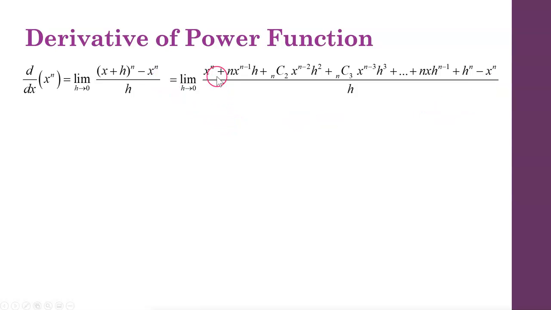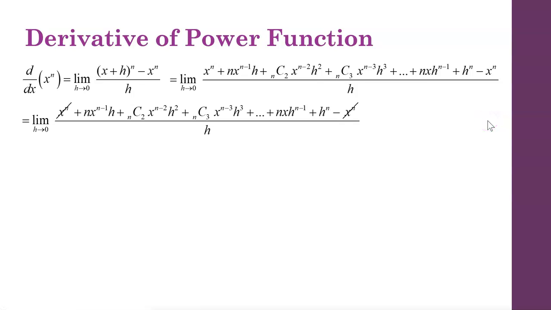And as you notice, in the numerator, the x to the n that I have in front and the x to the n that I have at the end cancel, and we'll end up with this new fraction where every term in the numerator now has an h. So the two terms that did not have an h canceled each other. That allows me to factor an h out of all of them.